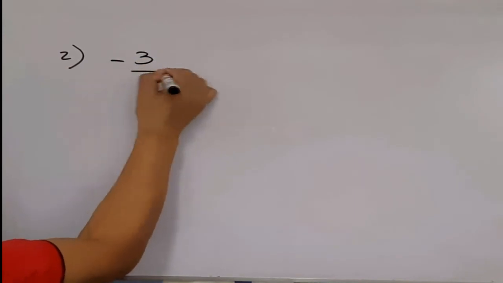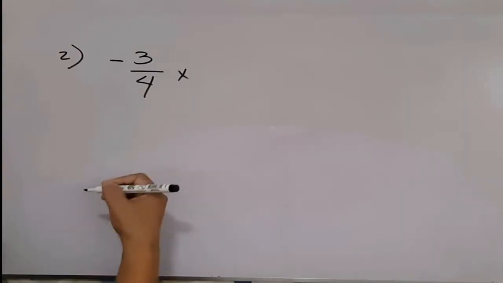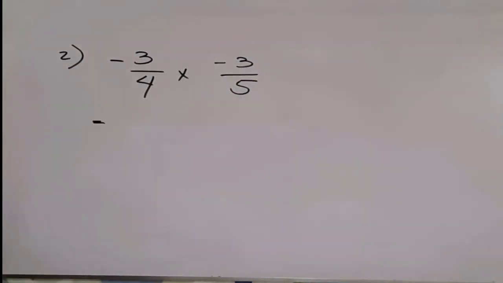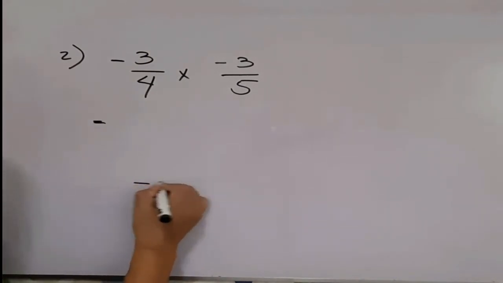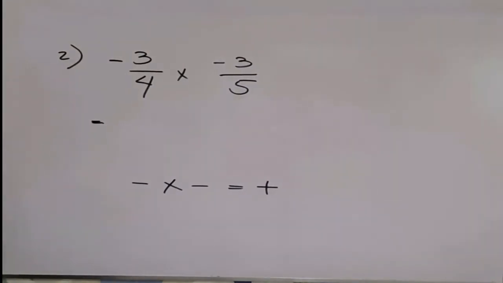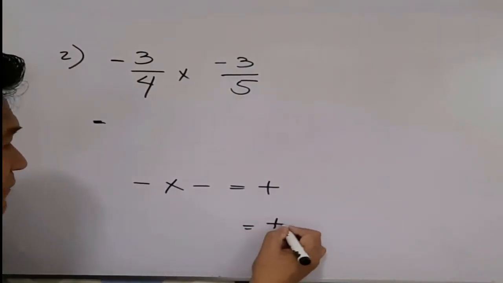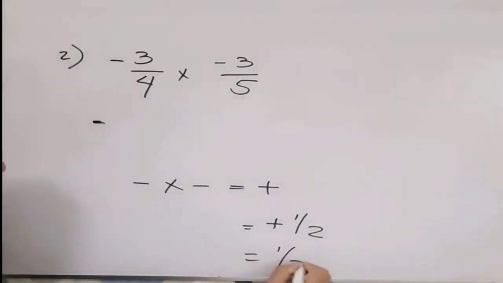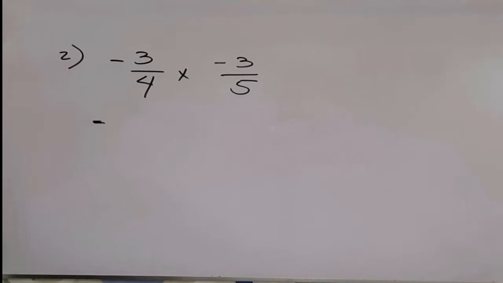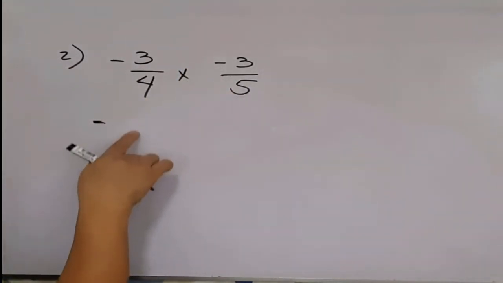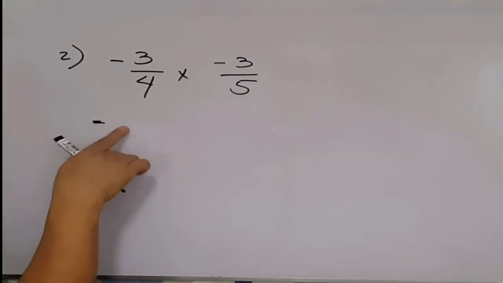Let's take example number 2. Negative 3/4 times negative 3/5. This one is a negative times negative. Our rule says negative times negative is positive. A while ago, we said that a positive fraction without the positive sign before it is also a positive sign. So this one, negative times negative is positive, so there is no need to write the positive sign here.